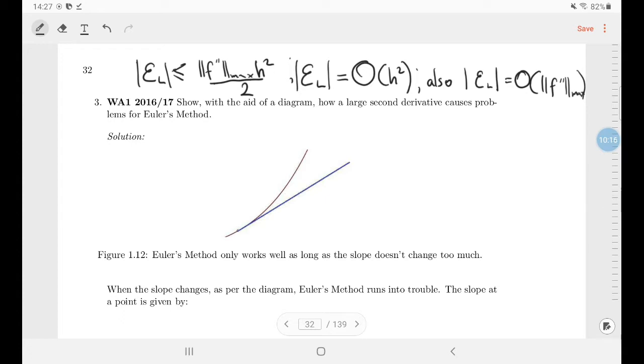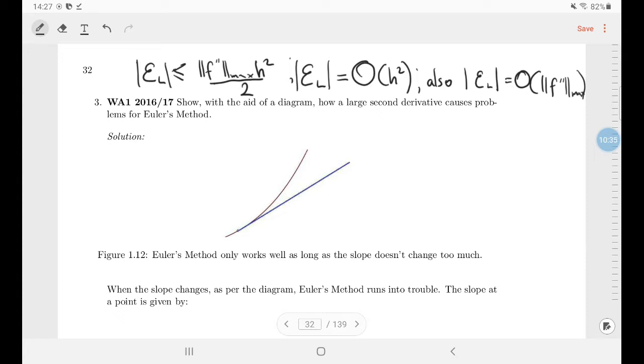So doubling the step size increases the error by a factor of 4. Now this statement over here says, as say the second derivative doubles, the error doubles. So that means that a big second derivative is a problem. And so this is to show with the aid of a diagram how this actually causes an issue.